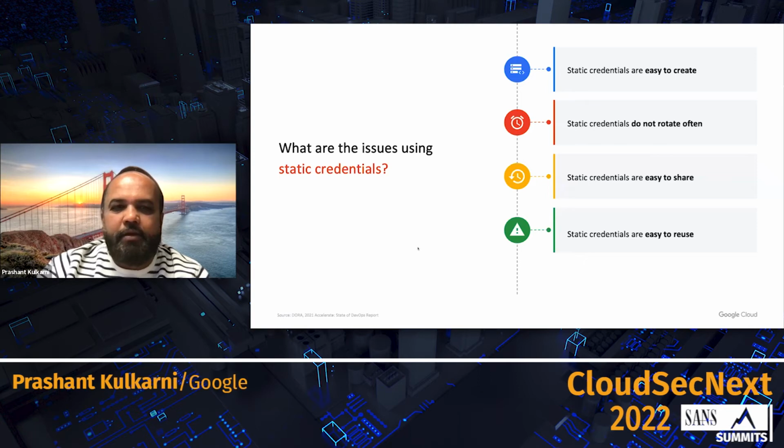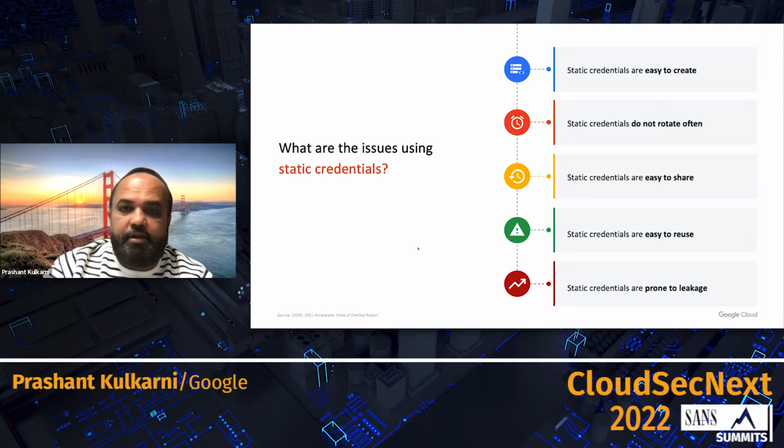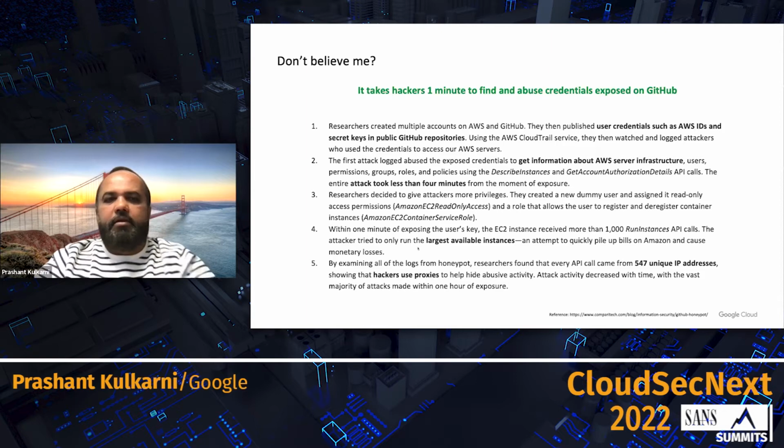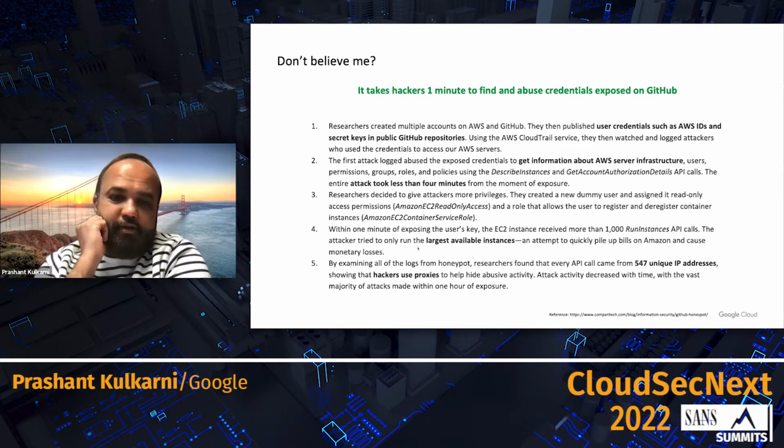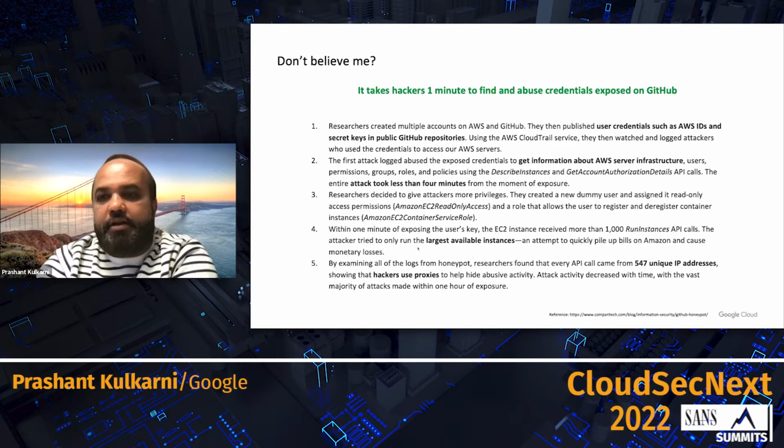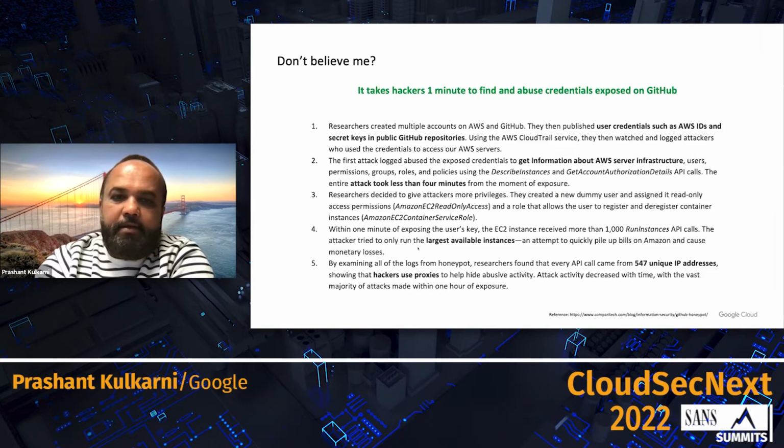Very risky scenario. Of course, the key is prone to leakage, right? It can be leaked either through the workload, the app deployment, or it can be committed to GitHub, and that's where the problems happen. If you don't believe me, this is one of the cool sites I found where they set up a honeypot on AWS to see how the credentials can be abused. They created an AWS client ID secret pair and then pushed it into a public GitHub repository.